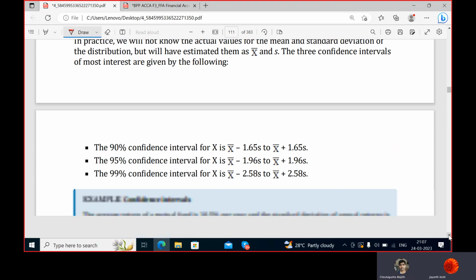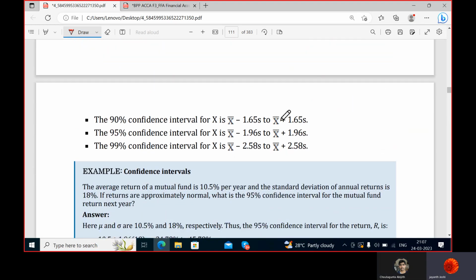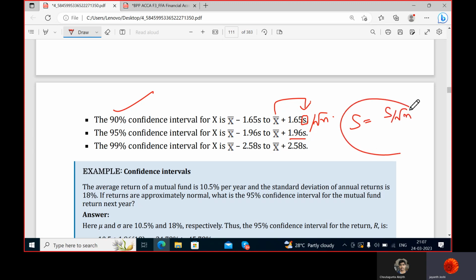Now, these are the Z score values we discussed right now. For 90% confidence interval, mean plus 1.65 S, correct? Yes. And this S should actually be S by root N. And here also, mean plus 1.96 S, where S means S by root N, the standard error. You will be seeing that. And for 99% it is 2.58. Okay.